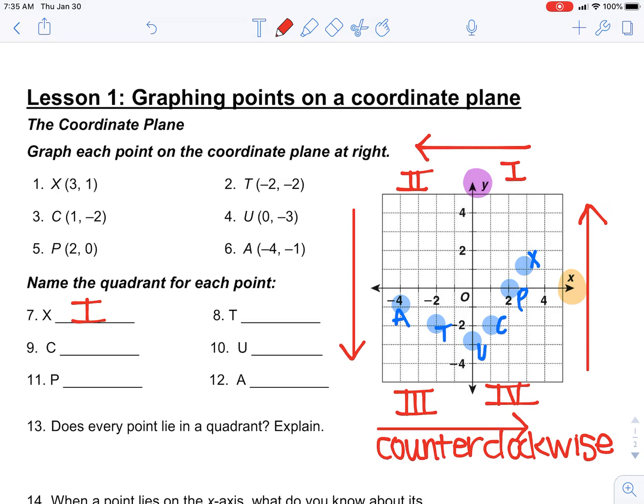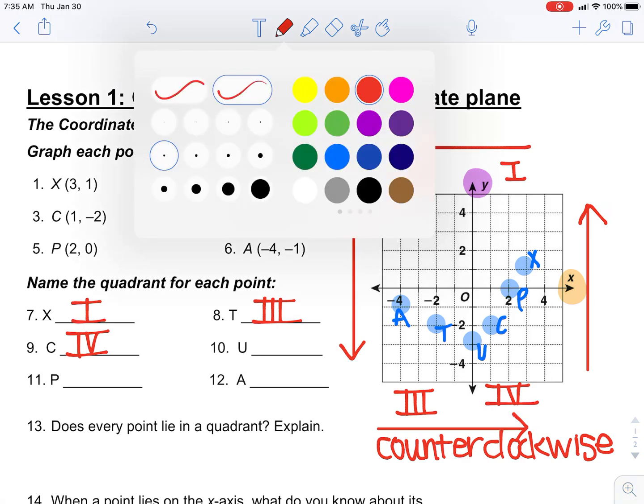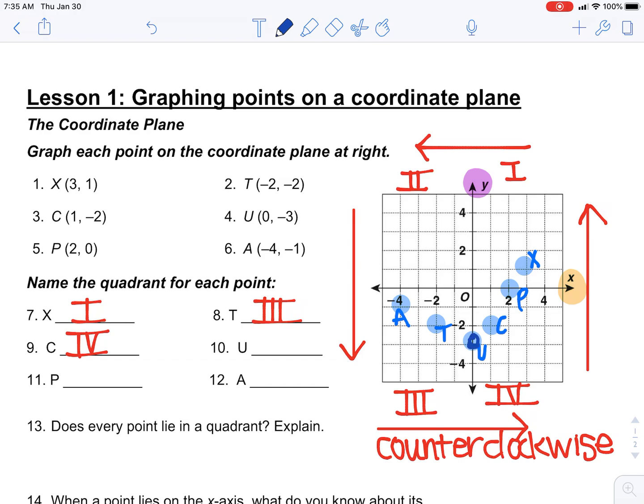Point T is in quadrant number 3, quadrant III. Point C is located in quadrant 4. Point U is not located in a quadrant, and I'm going to highlight this with a darker blue on the point.